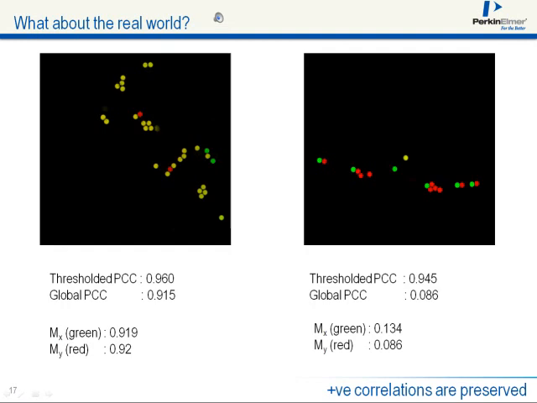So this is what the beads look like. The doubly labelled beads are yellow, and the singly labelled beads are either red or green. In the image on the left, we predominantly have doubly labelled beads. And in the image on the right, we predominantly have singly labelled beads. There's only one doubly labelled bead. On the left, we can see that thresholded PCC is 0.96. Global PCC is also quite high at 0.91. In the image on the right, only thresholded PCC remains high at 0.94. Global PCC is 0.08. But we must consider that the thresholded PCC on the right applies to only 13% of the green intensities and only 8% of the red intensities.